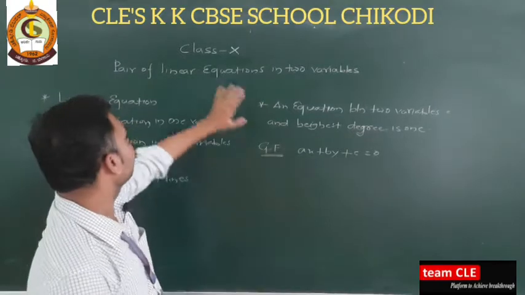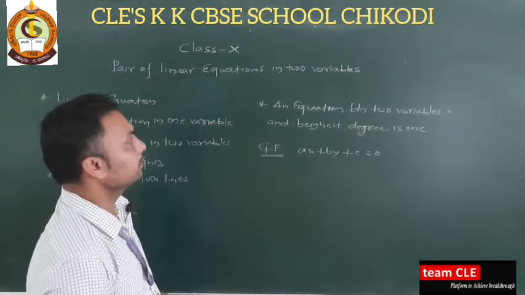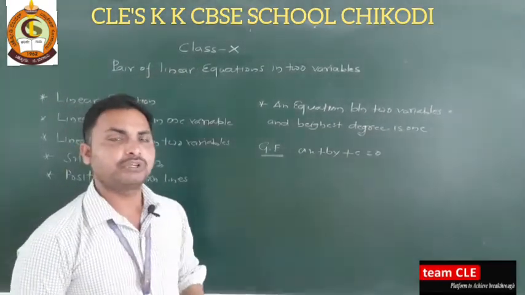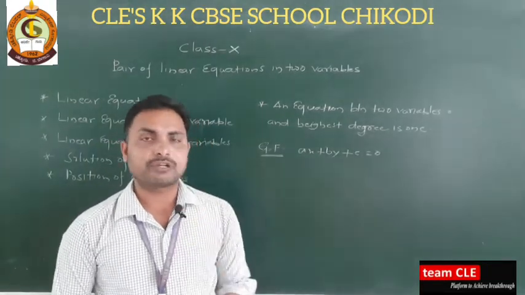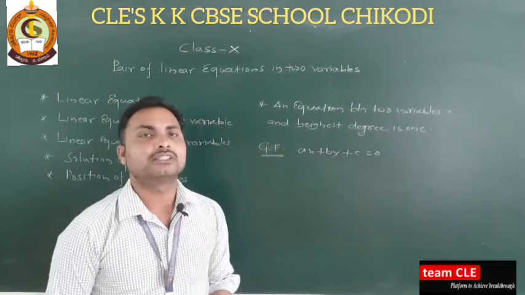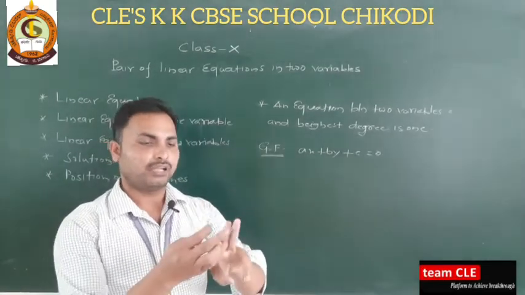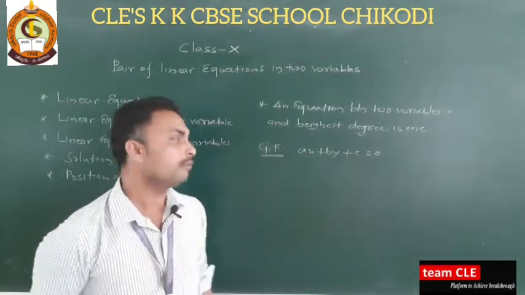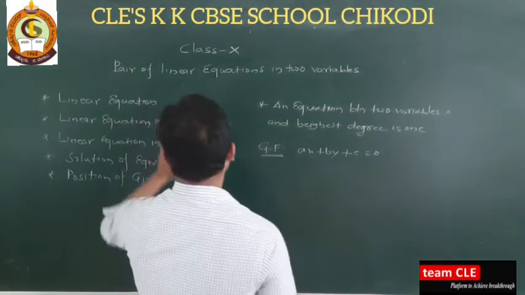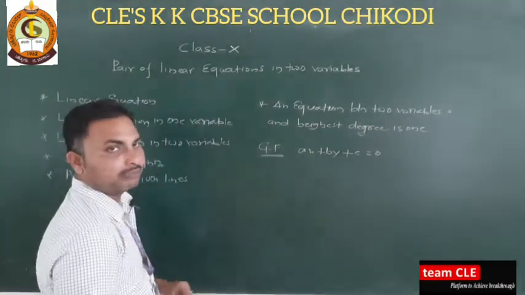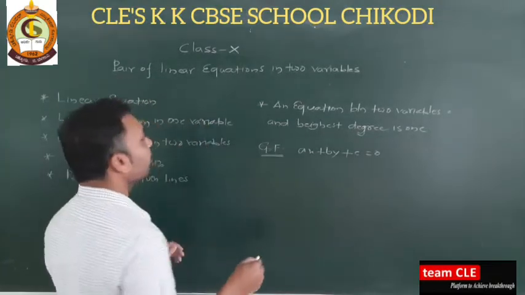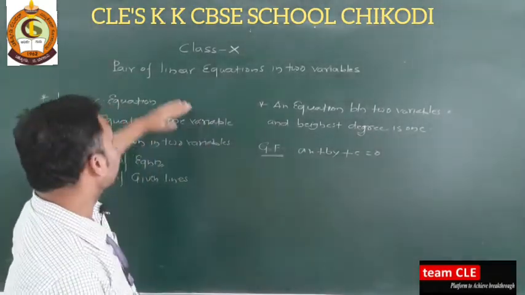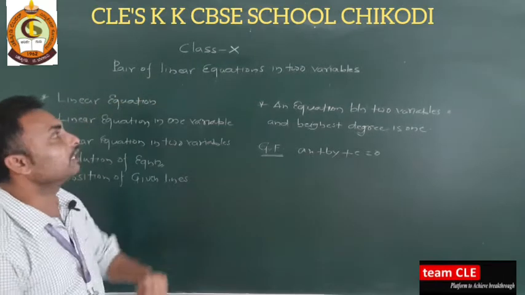But what we are studying here is a pair of linear equations in two variables. Pair means we know it very well. We have two eyes, but we call it one pair of eyes. A pair is nothing but twice. Now, a pair of linear equations means what?